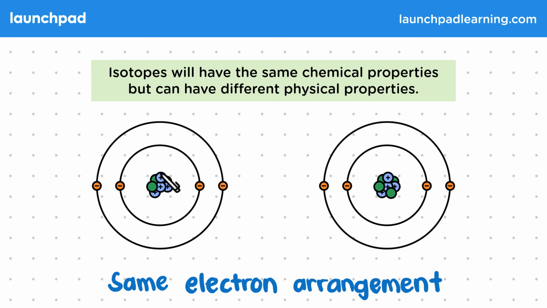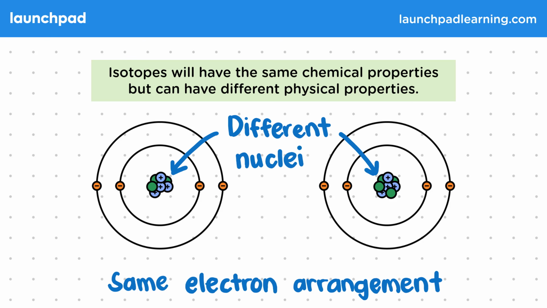Then by physical properties, we mean things like density and radioactivity. These are all determined by the nucleus of an atom. So since the isotopes have different nuclei, these properties could be different for them.